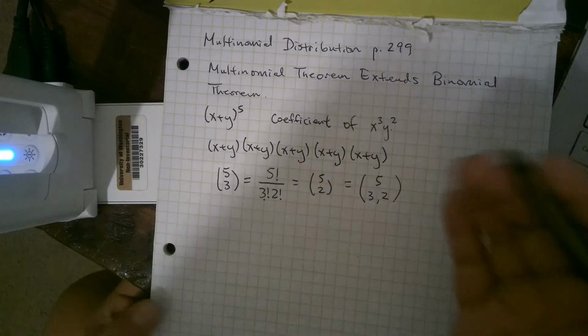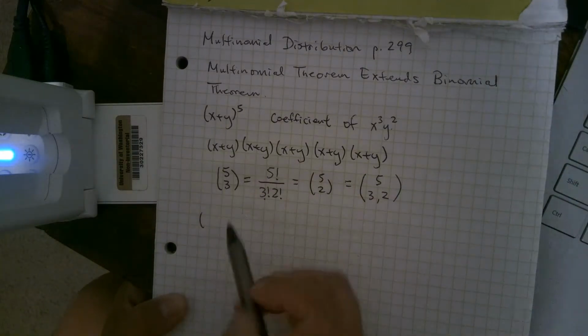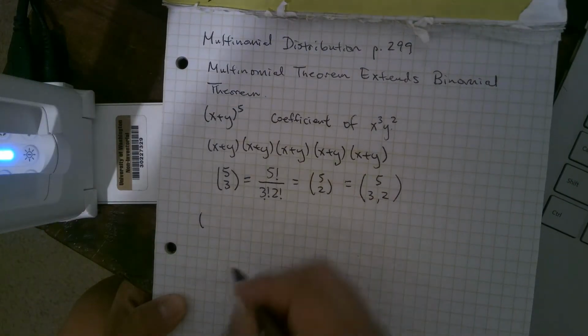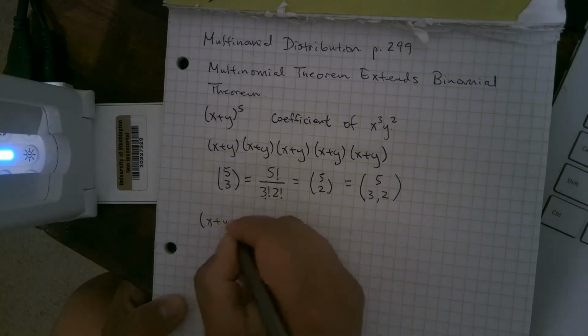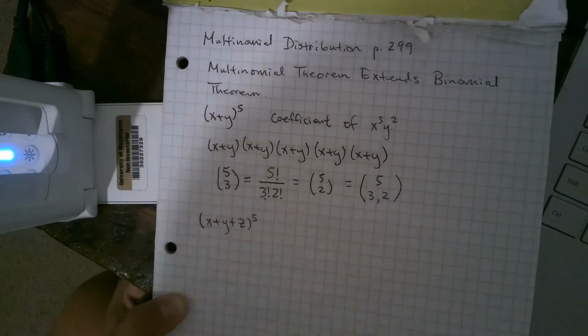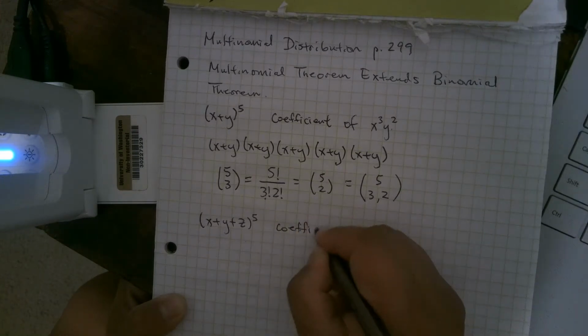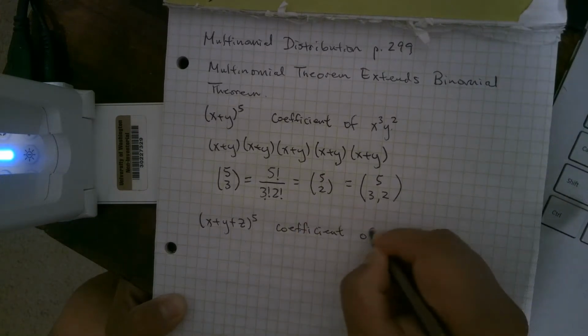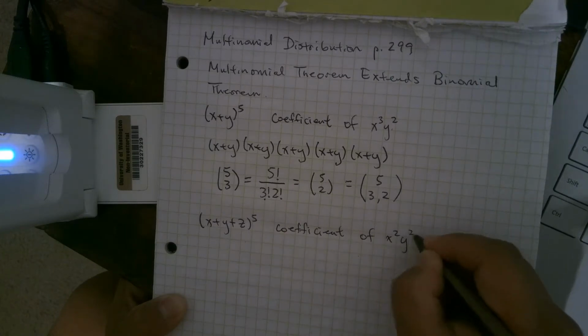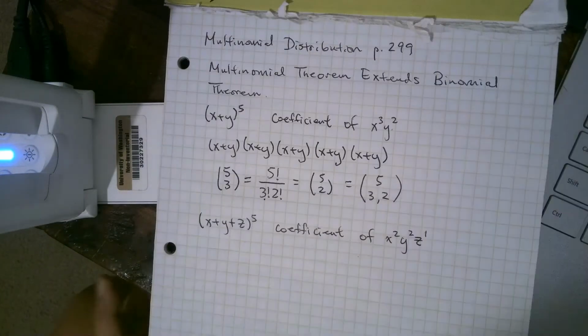And this leads us into multinomials. Binomial means 2 things, right? So 2 terms, x and y. Multinomial means there could be more. Let's just do x plus y plus z to the power of 5. And now we want to find the coefficient of, for example, x squared, y squared, z to the 1.